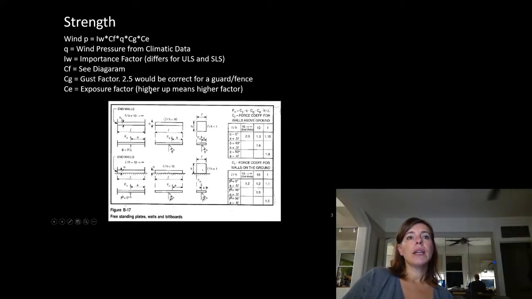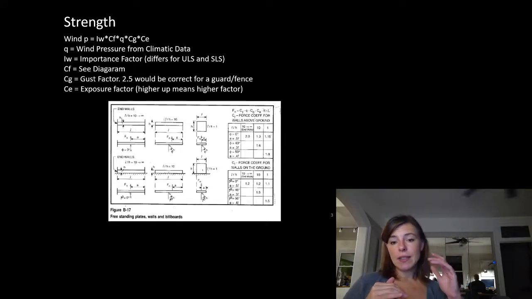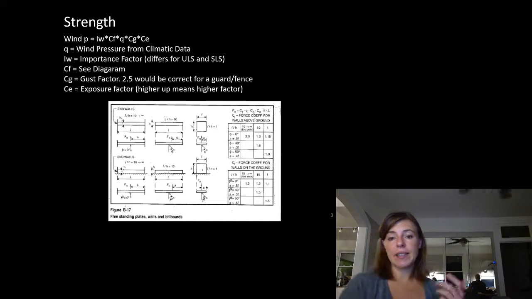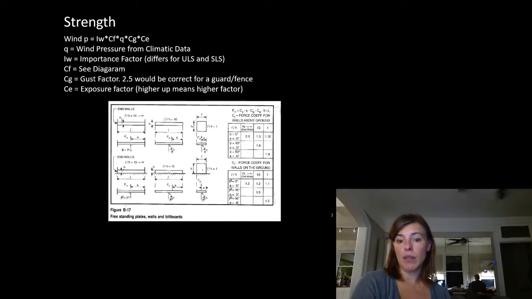Exposure factor, basically the higher up something is, the higher that exposure factor is. So something that's less than 6 meters tall, it would probably be about 0.9. So most of our guards, it would be 0.9, unless the guard is on the 7th floor of a building, and then we'd need to look at what that CE or that exposure factor is.